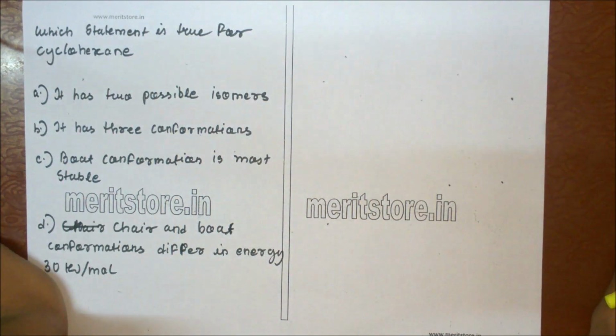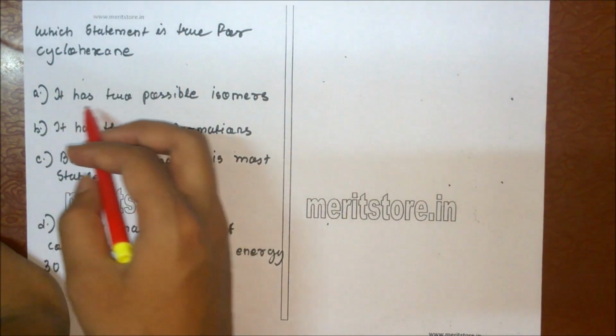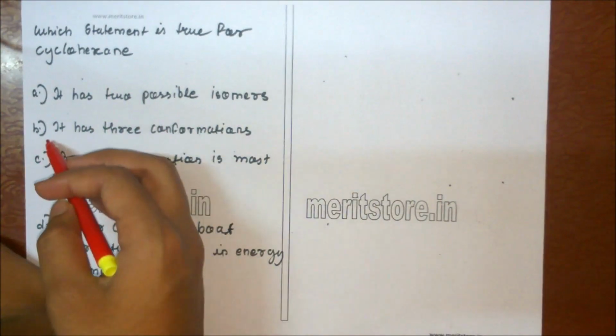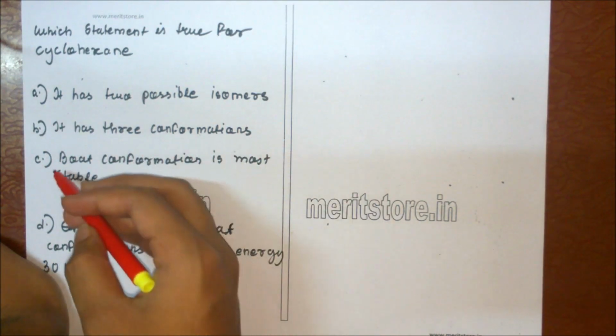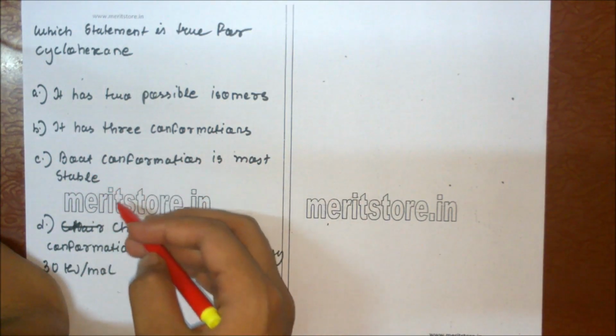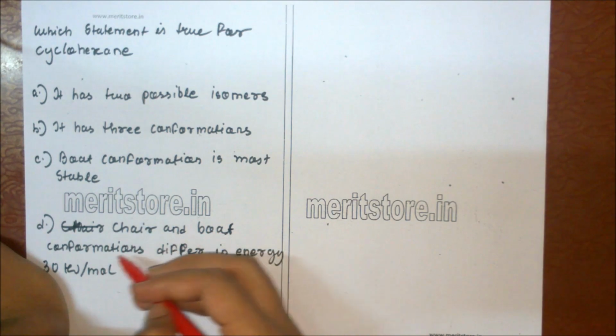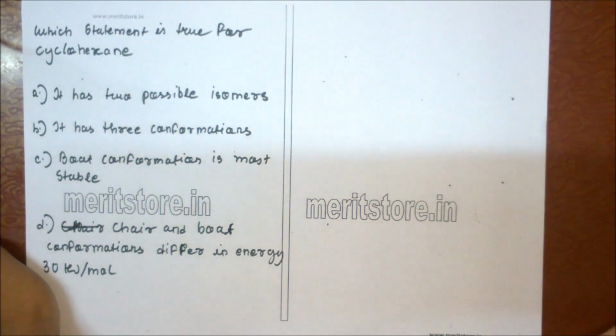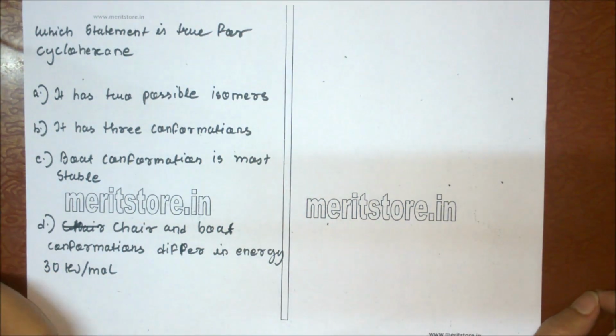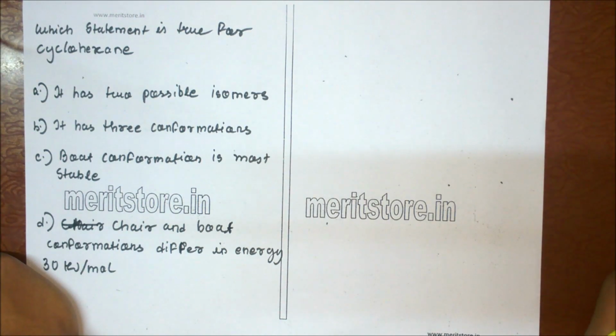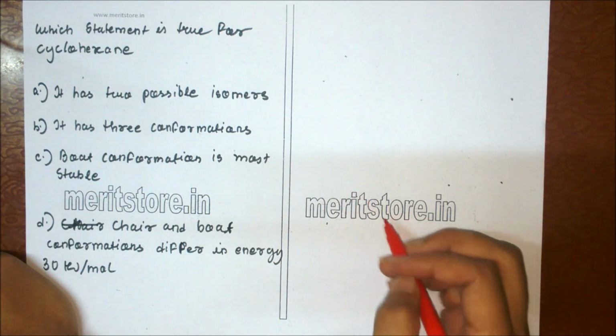Which statement is true for cyclohexane? A. It has two possible isomers. B. It has three conformations. C. Both conformations are more stable. D. Chair and boat conformations differ in energy by 30 kilojoules. So we have to find which is the true statement for cyclohexane. The chair and boat conformations differ in energy by 30.